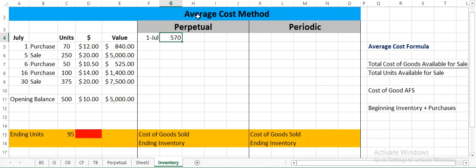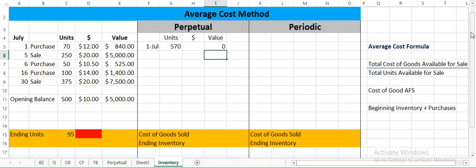And now what we need to calculate is the dollar value. Let me just bring this down so it's clear what we're doing here. This is my units, and this is my dollar value, and then this is my overall value column. Okay, and so we have our 570 units, the 500 opening balance plus the 70. And now we have to calculate what the dollar value would be, because that's the only way we can calculate the value. Because remember, the value is a formula, units times the dollar value.